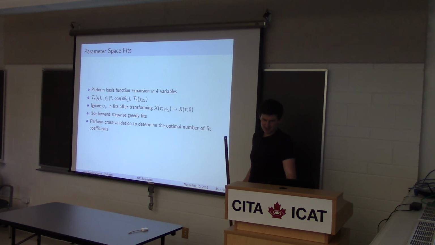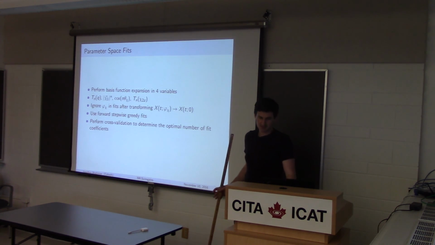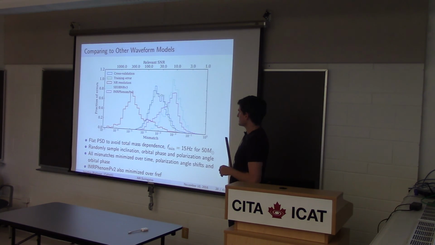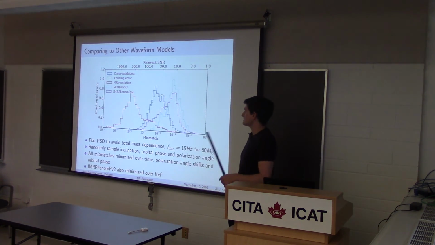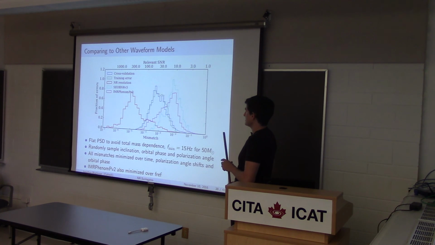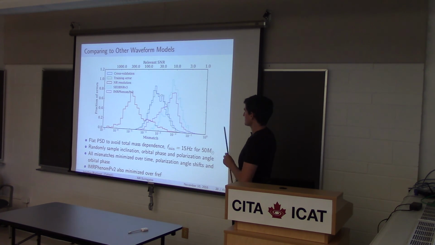We then do the parameter space fits. We use basis functions in each parameter space direction. I won't bore you with that. Let's just jump to the errors and see how we do. So in red is a histogram of the mismatches, which is some error measurement that's similar to an L2 error squared.